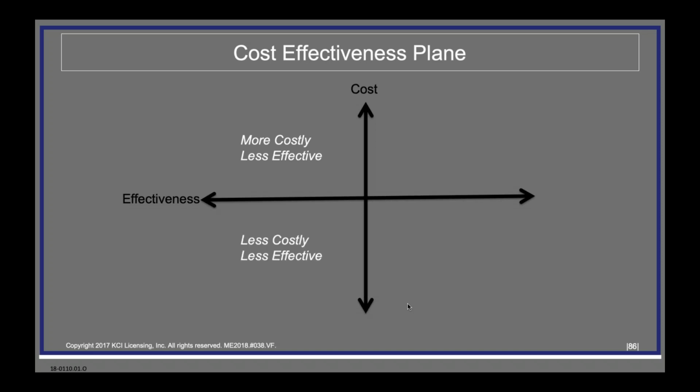For you guys, having had an opportunity to visit and speak to people up in Canada, both nurses and physicians, I think you guys largely live in this box where things are less costly and less effective.